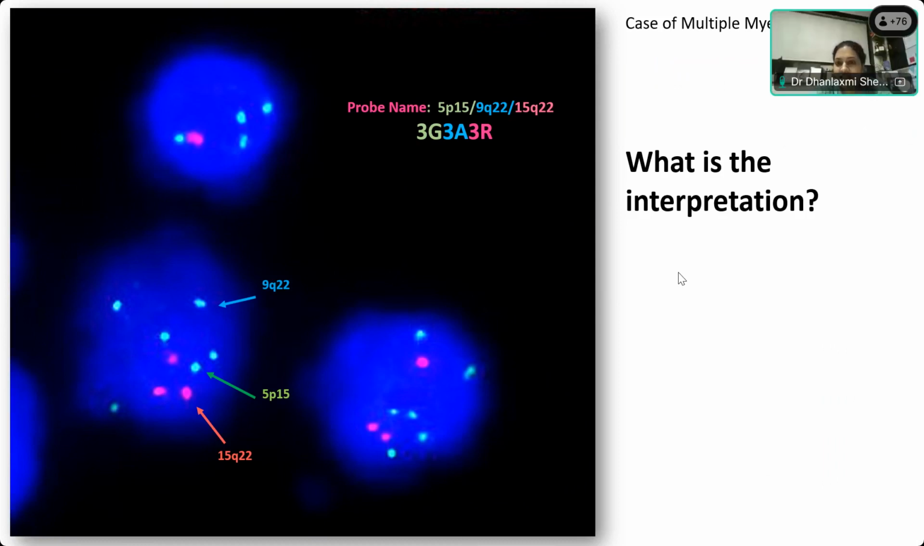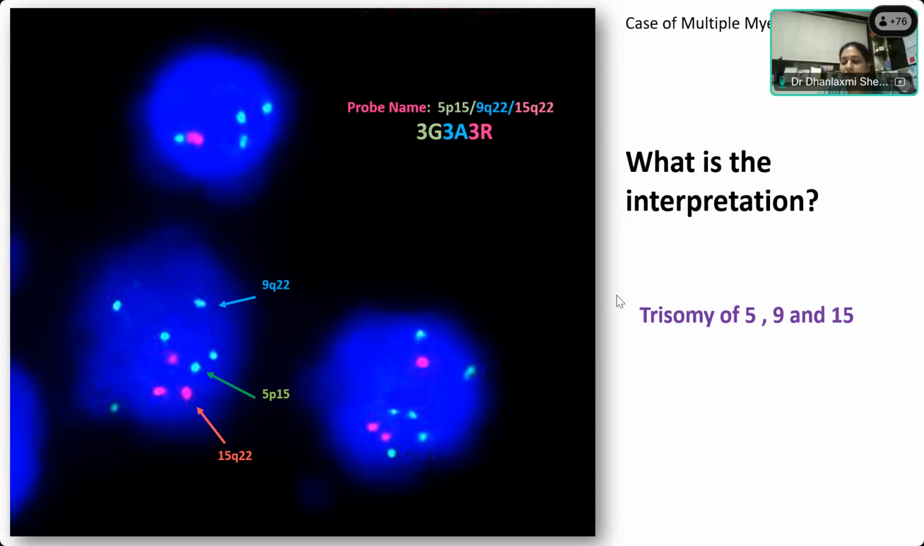Why hyperdiploidy? Triploidy, fantastic. Okay, the audience is intelligent. Very much, this is a triploidy, a trisomy of 5, 9, and 15, which, if seen as a sole abnormality in multiple myeloma, could be a good prognosis. But usually these abnormalities are accompanied by high-risk markers also. So let's move to the next question.